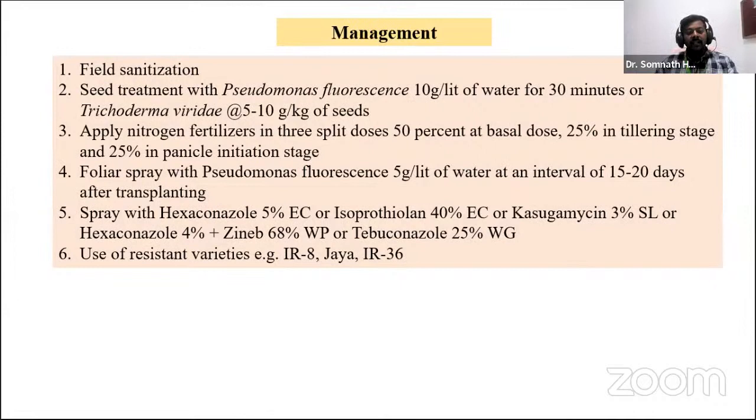Application of nitrogen fertilizers in three split doses, that is 50% as basal dose, 25% at the tillering stage and 25% at the panicle initiation stage, will reduce the incidence of the disease. Foliar sprays with Pseudomonas at 15 to 20 days interval will help in the reduction of the disease. Among chemicals, hexaconazole, isoprothiolane, kasugamycin and tricyclazole will help in controlling the disease. Use of resistant varieties is also recommended to manage the disease. The resistant varieties include IR8, Jaya, IR36.